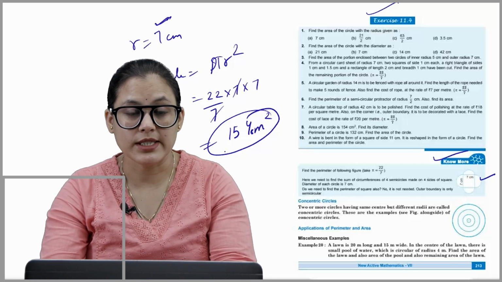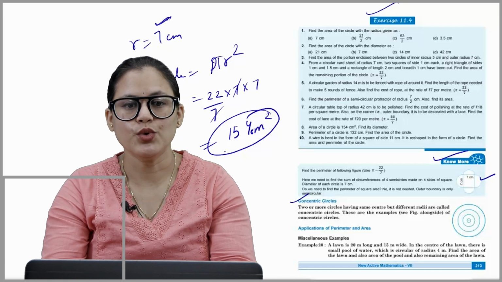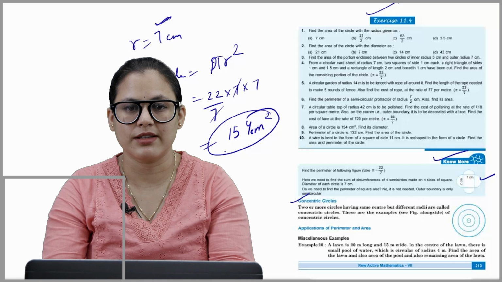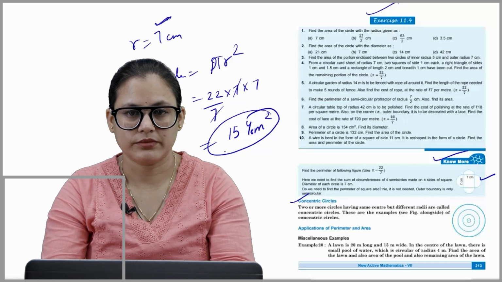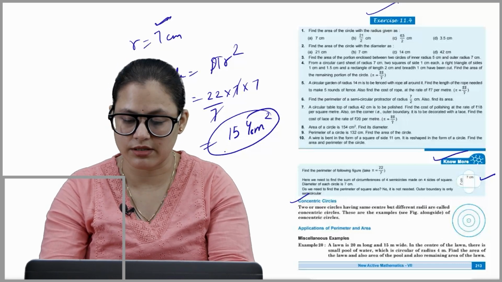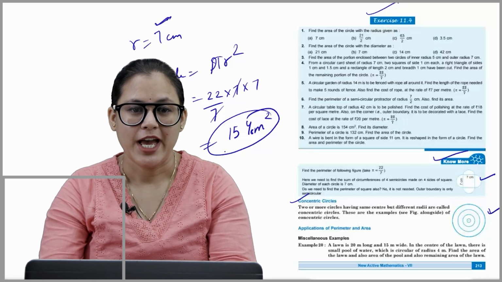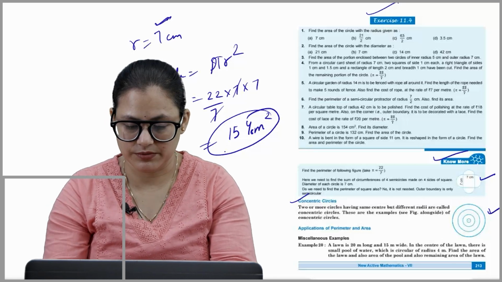Now concentric circles. 2 or more circles having the same center but different radii are called concentric circles. These are the examples. See the figure alongside of concentric circles. This is the figure of concentric circles. Now applications of perimeter and area.